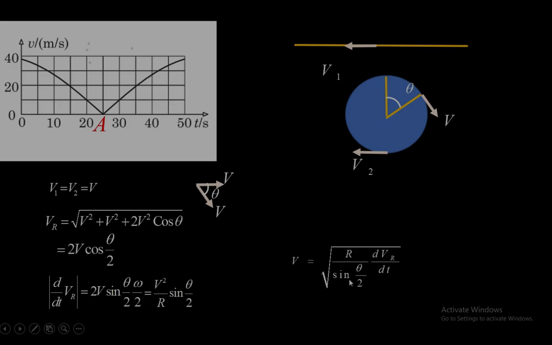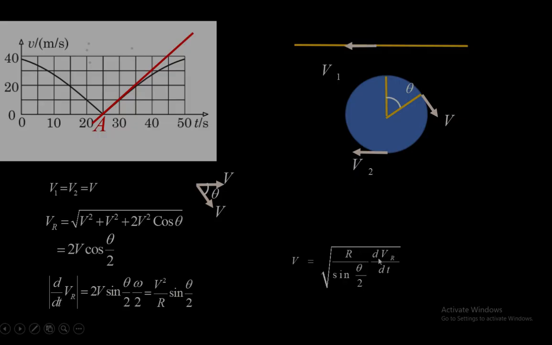Now we have to put in values for any suitable point on this graph, and all these values for that point will give the same v. So the most convenient point is point A. At this point A, cos theta by 2 is 0 because the relative velocity is 0. And when cos theta by 2 is 0, sin theta by 2 will be equal to 1. Capital R is given in the question.